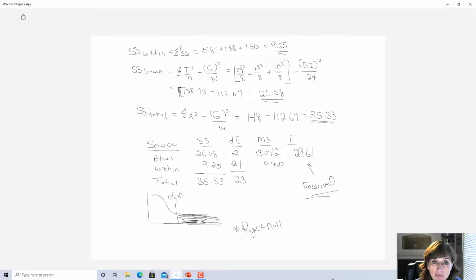Okay, so what I've shown you here is how to calculate sum of squares within, sum of squares between, and sum of squares total. And then I've also shown you how to put that in a source table. This source table is where all the good stuff is. It sort of helps us to organize everything. And what I'm going to do next is show you the same data and how it's presented to you in SPSS.